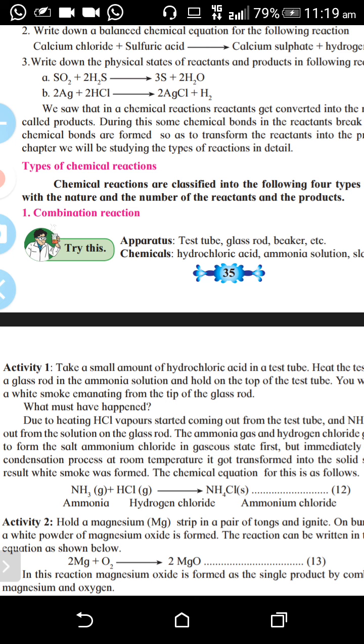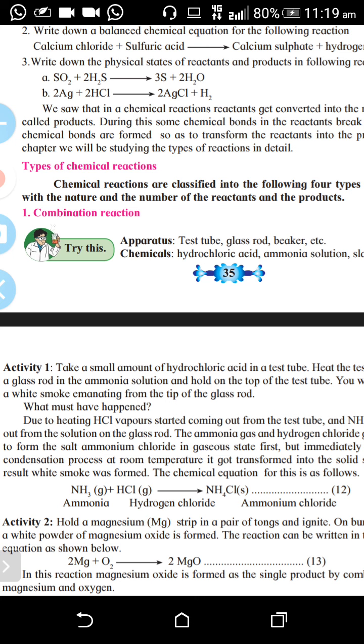So the first type is combination reaction. Now what is a combination reaction? In a combination reaction, always remember that when two or more reactants combine in a reaction to form a single product, that is called a combination reaction.